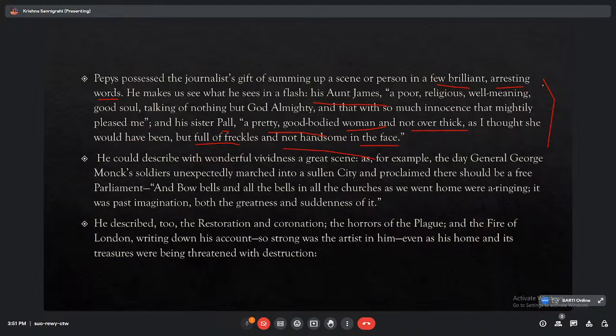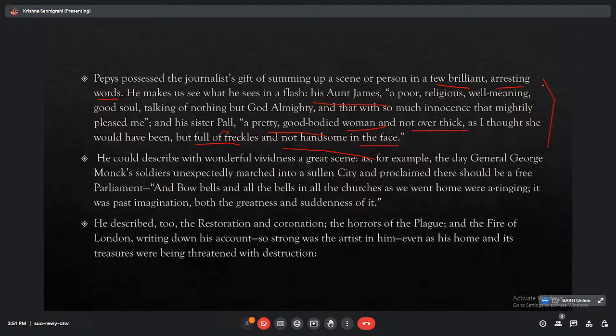So he could describe with wonderful vividness a great scene, as for example, the day General George Monk's soldiers unexpectedly marched into a sullen city and proclaimed there should be a free parliament. And bow bells and all the bells in all the churches as we went home were a ringing. It was past imagination, both the greatness and sadness of it. So the language, if we read, we see that the language is really striking.